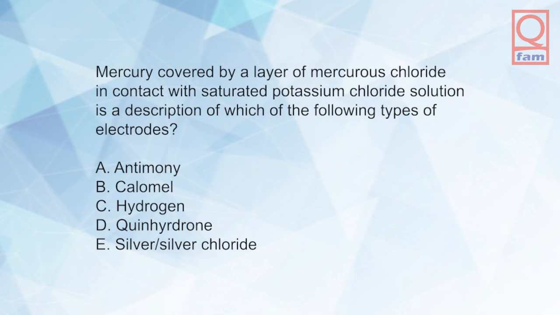Mercury covered by a layer of mercurous chloride, in contact with saturated potassium chloride solution, is a description of which of the following types of electrodes? A. Antimony. B. Calomel. C. Hydrogen. D. Quinhydrone. E. Silver, silver chloride. The answer is B. Calomel.